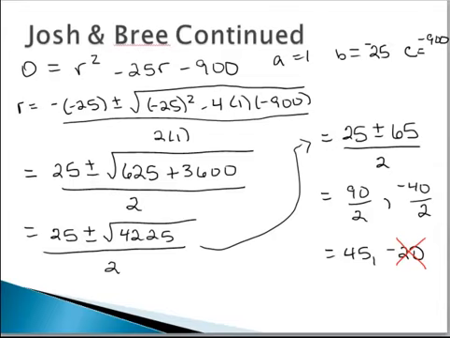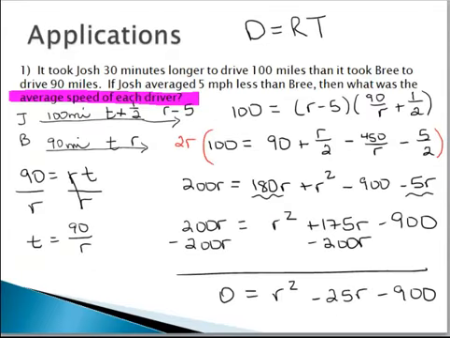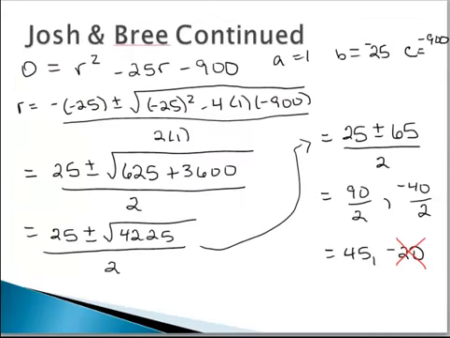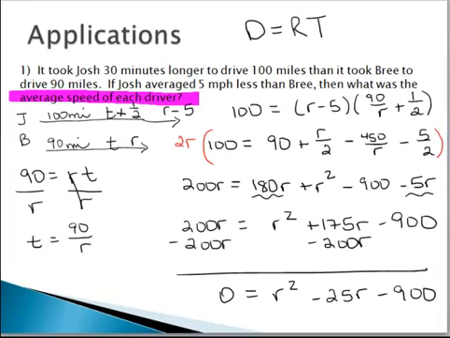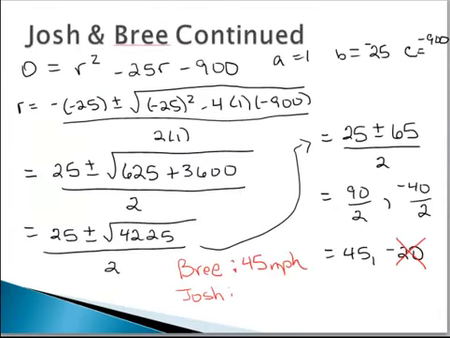Back at the original problem, we said that Josh's speed is whatever R is minus 5, and Bree's is actually whatever R is. So that means that Bree was traveling 45 miles per hour, and it means that Josh was traveling 45 minus 5. So he was traveling 40 miles per hour.